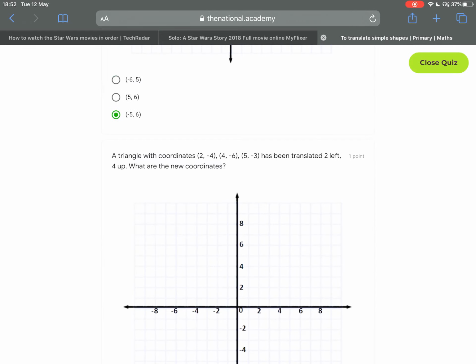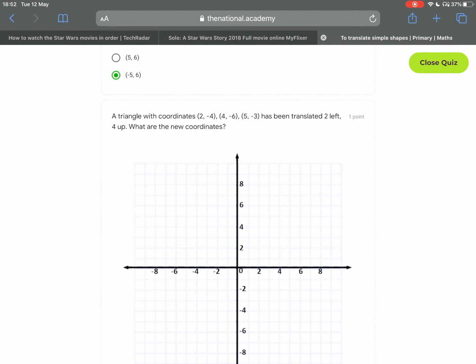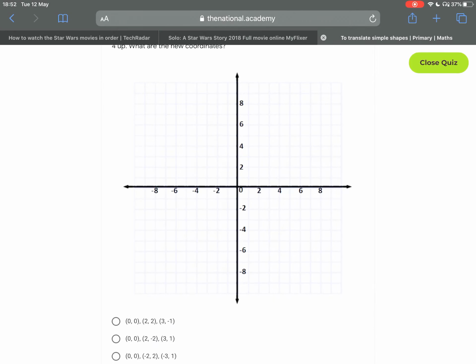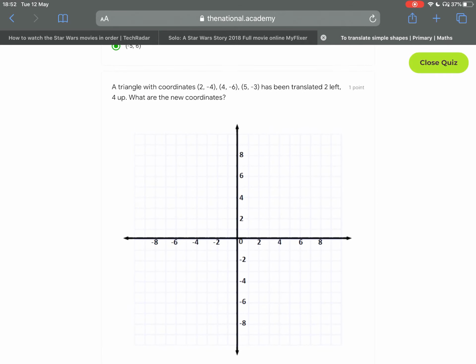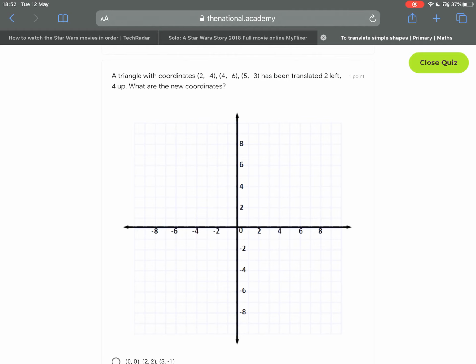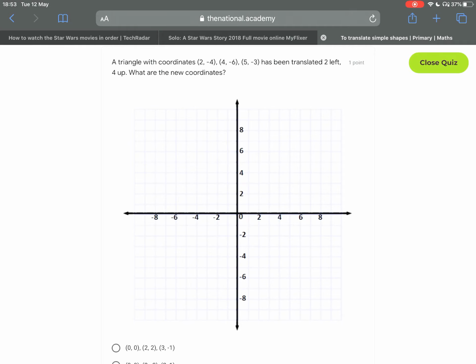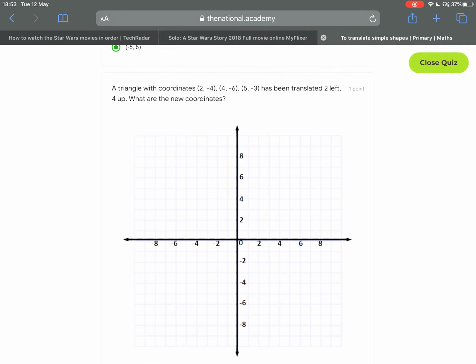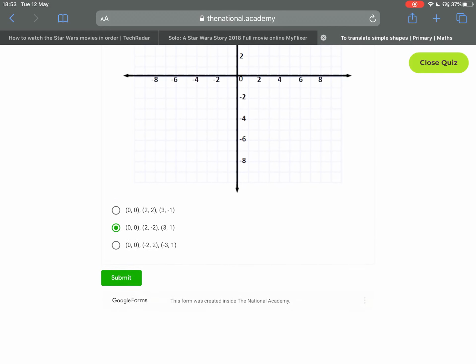A triangle with coordinates 2, 4, 4, 6, 5, 3 has been translated 2 left, 4 up. What are the new coordinates? So that would be 0, 0. Then you would have 2, -2. So that would be the answer.